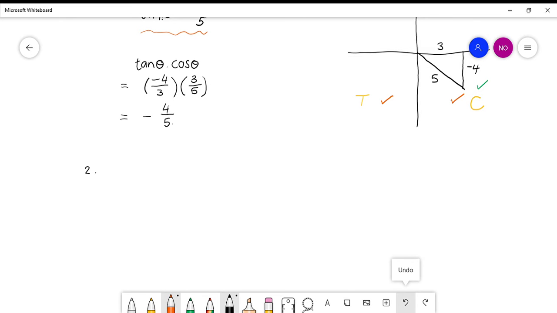Number 2, they gave you tan of theta is equal to 12 over 5. And they also tell you that theta is between 90 degrees and 270. Just change that x in your books to a theta. It's supposed to be a theta.